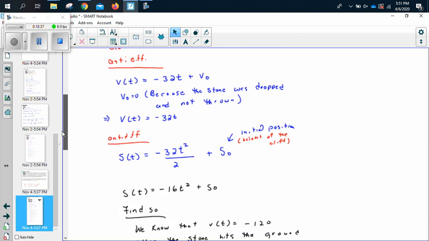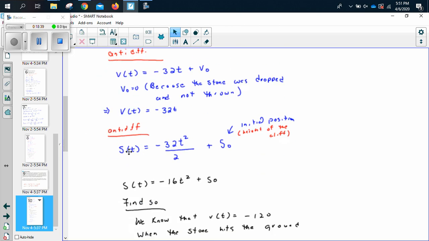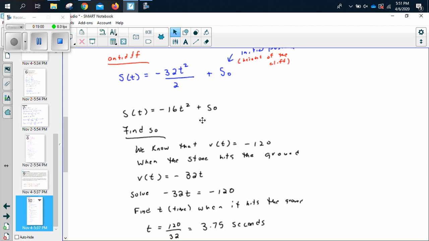Now I'm going to anti-differentiate that, and that's going to give me s of t. So I add 1 to the exponent, and I divide by the new exponent, and I have a constant. And that constant is the initial position, s naught. But in this case, it's actually the height of the cliff, so that's really what we're looking for. So my s of t is negative 16t squared plus s naught. I need to find s naught.